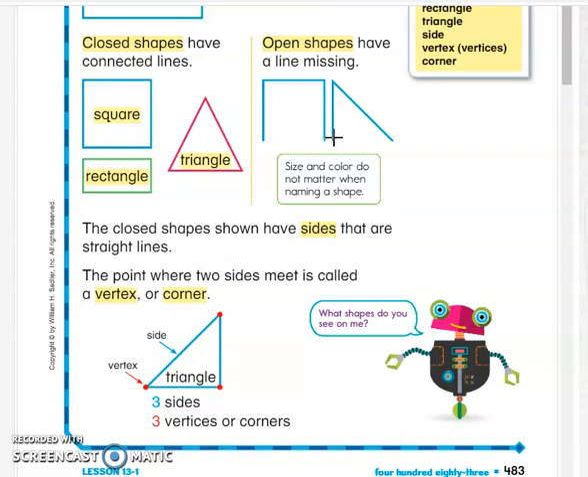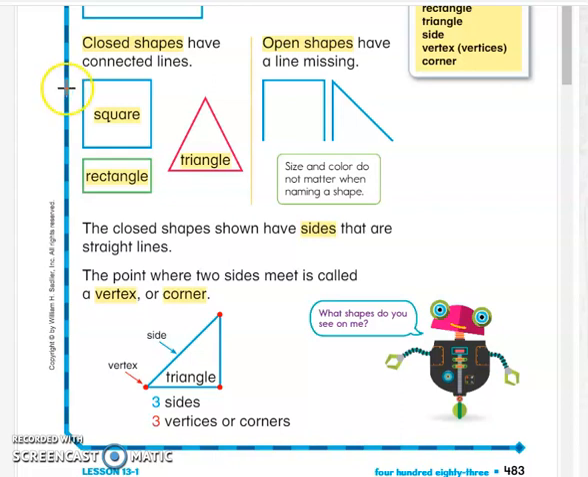Same with this triangle. If I wanted to go back over to where I started, I can't, because there's no line there at the bottom. That means that this is an open shape. It has a line missing. So open shapes have a line missing. Closed shapes have all connected lines.